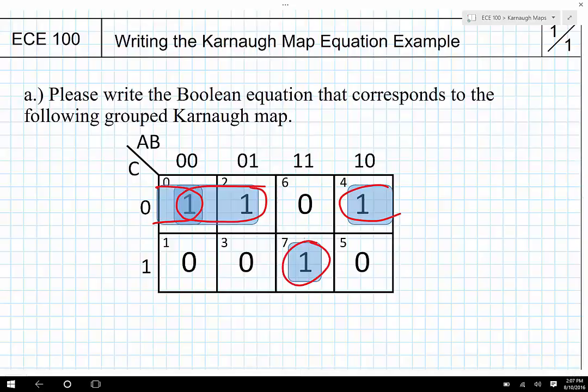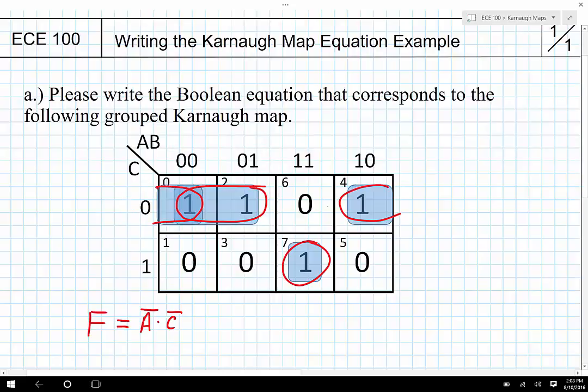Well, let's consider how many terms there are going to be, how many products. There are three groups, so therefore there'll be three products. You can see, let's take cells 0 and 1 first, so this grouping on the top left corner. Those both belong to the row that corresponds to C equals 0, and they also both correspond to the left half of the table that corresponds to A equals 0. So if I'm looking here to write an equation for F, it is going to have three product terms. The first product term is going to be this grouping of cells 0 and 2, and that corresponds to not A and not C. So that's the first term, coming from the top left corner.